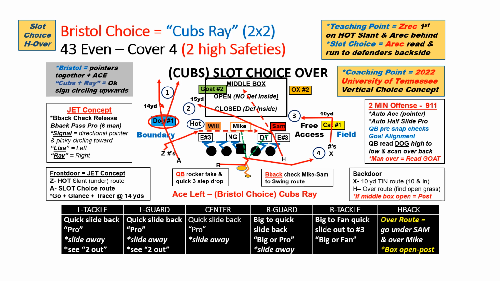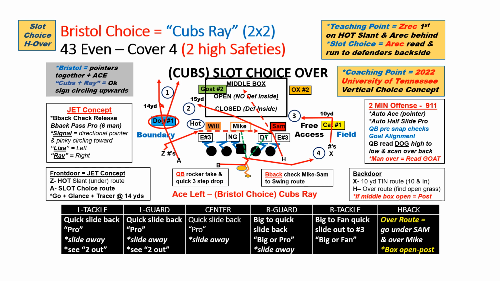Second phase of the Bristol series is now to take advantage of defensive numbers when they adjust heavy to the field, and we're going to use a play action pass series back to our wide boundary slot. You can see here we're going to do the University of Tennessee's vertical choice concept first.